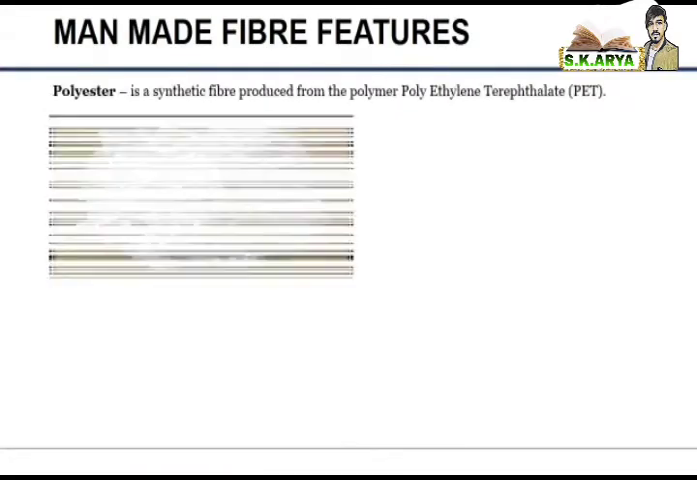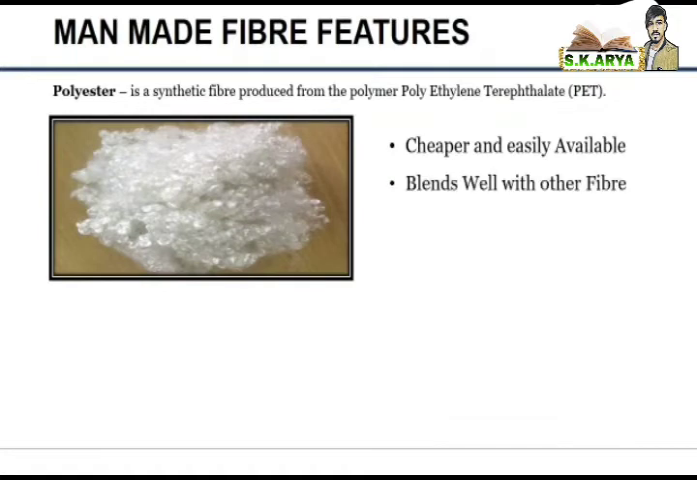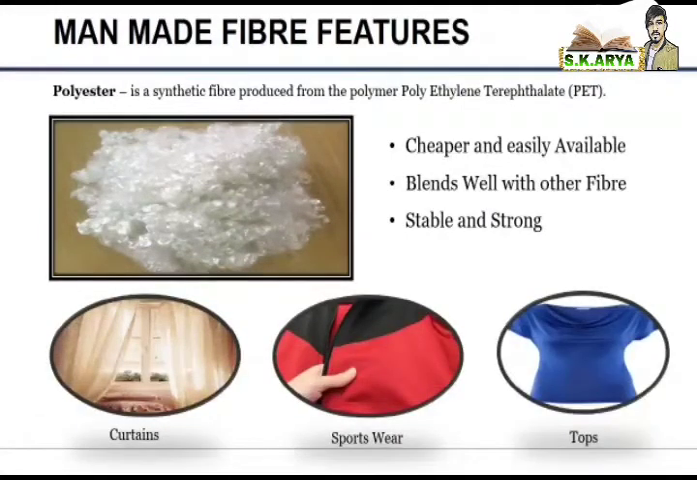One of the commonly used man-made fibers is polyester. Polyester is a synthetic fiber produced from polymer, polyethylene terephthalate. Since polyester is cheaper and easily available, it blends well with other fiber and it is stable and strong. Hence, it is used in the manufacture of apparel and home furnishings such as curtains, sportswear, and tops.